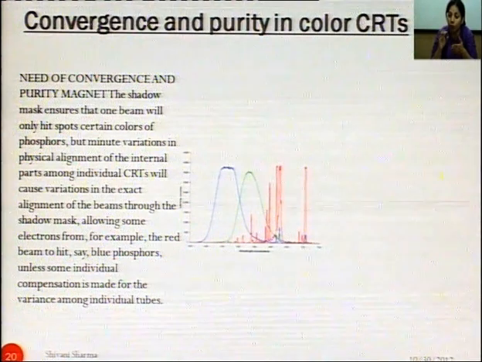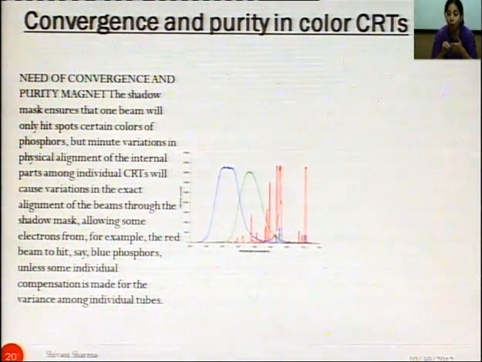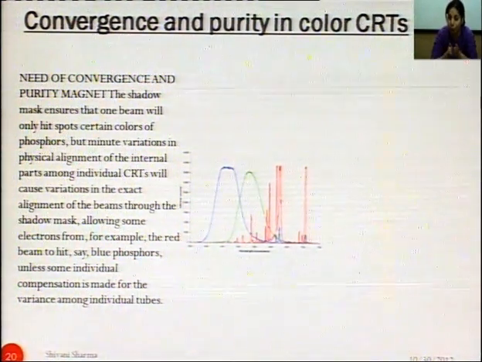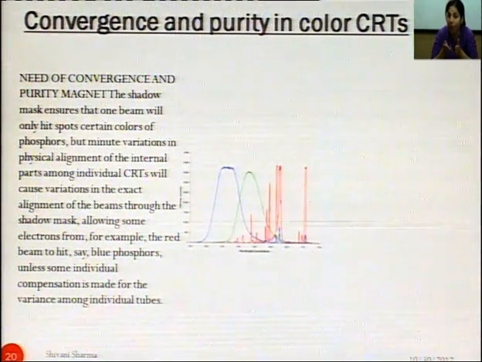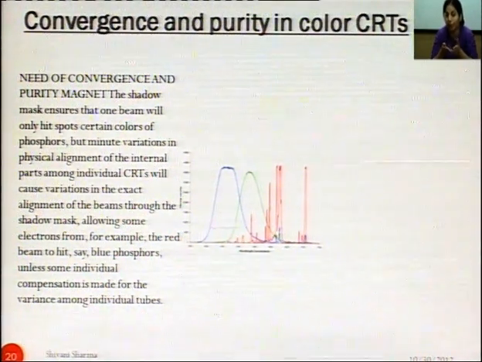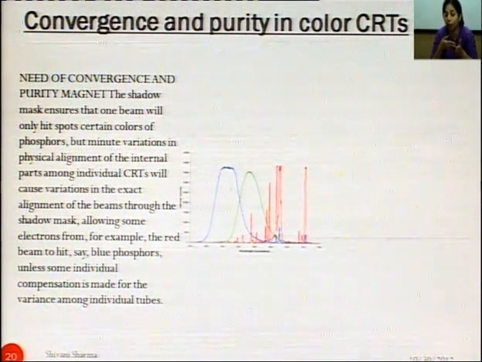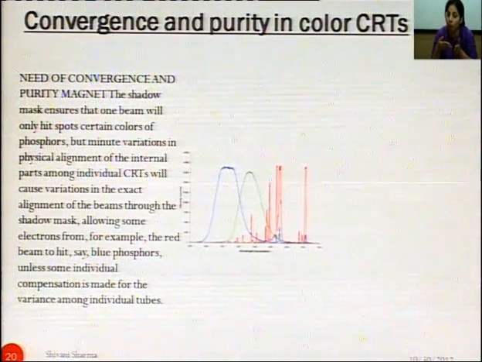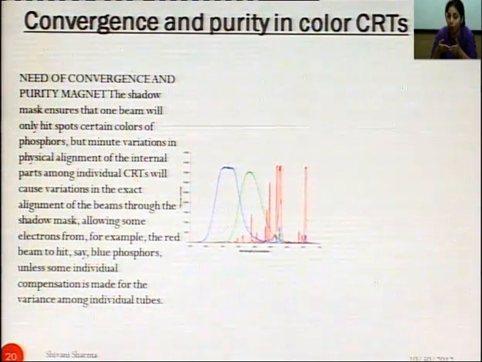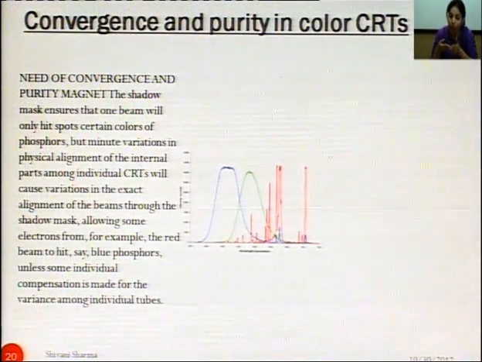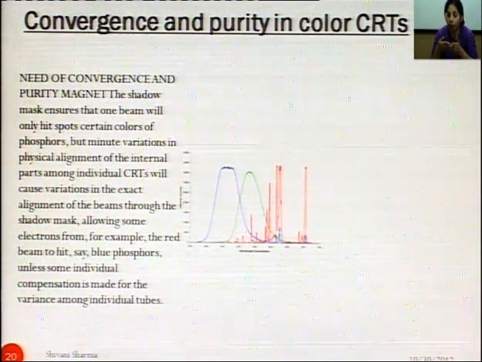Convergence means to converge in a single direction to avoid scattering. So the convergence magnet and purity magnet provide the facility that only the red electron beam strikes its corresponding red spot on the screen without diverging to other colors, say blue or green.